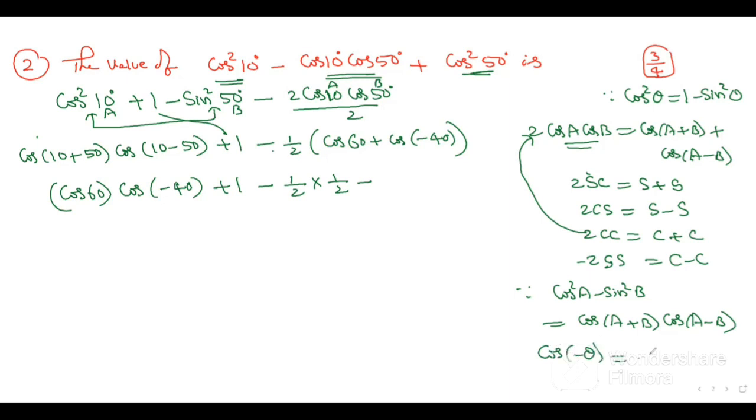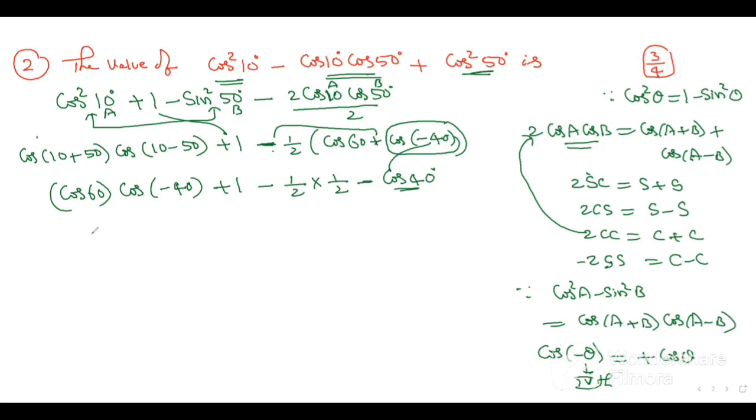Cos of minus theta becomes plus cos theta. Why? Because minus theta lies in the fourth quadrant, where cos is positive. Cos of minus 40 plus cos. Already minus is there here. Minus into plus is minus. Here cos of minus 40 degrees plus cos 40. This value plus cos 40. Here plus into minus is minus.